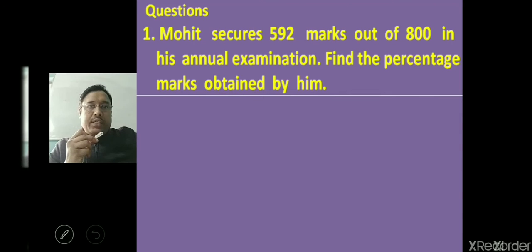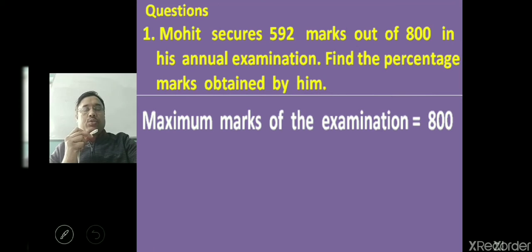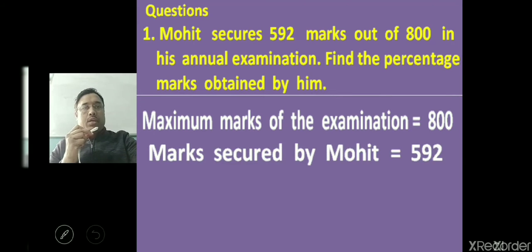So the first question: Mohit secures 592 marks out of 800 in his annual examination. Find the percentage marks obtained by him. So how will you solve this? You can write that the maximum marks of the examination is 800. Now, marks secured by Mohit is 592.